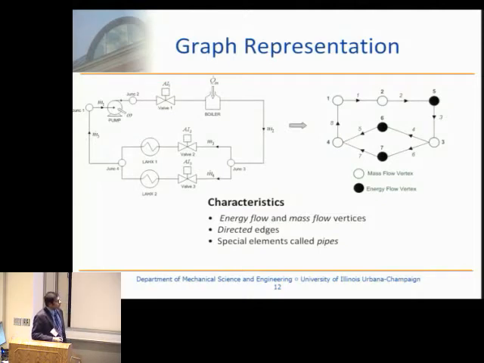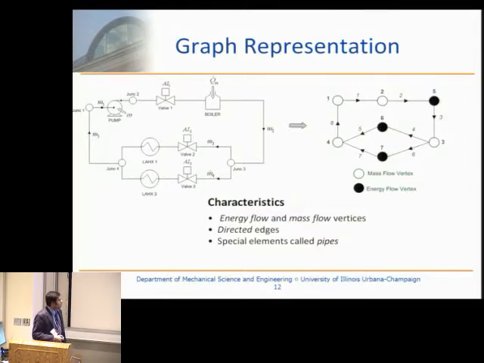The first thing to note about the graph is that it's a directed graph, and the edges are directed according to the direction of fluid flow in the actual physical system. The vertices of this graph are of two types: mass flow vertices and energy flow vertices. The mass flow vertices, shown by these hollow circles, correspond to the flow junctions, where the flows meet or split in the actual physical system.